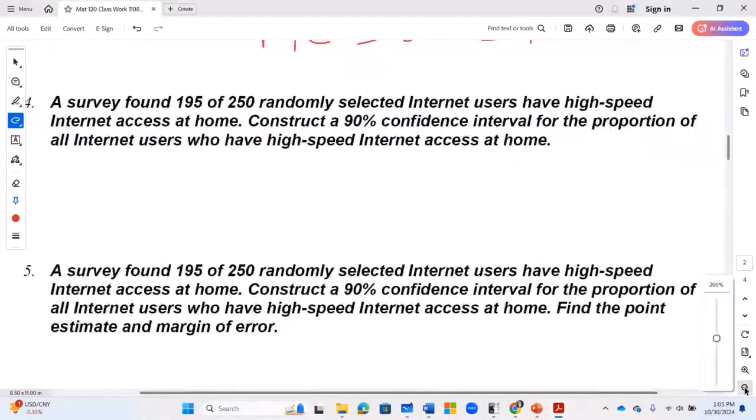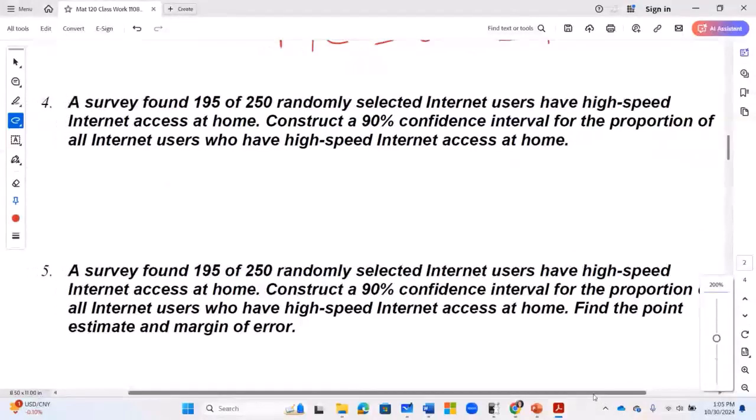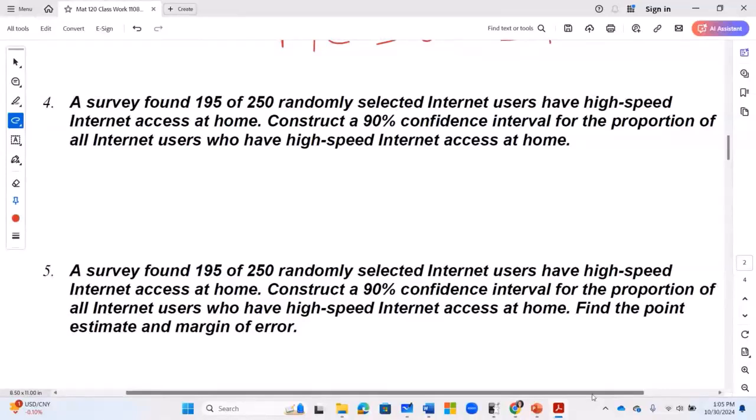All right, so a survey found that 195 out of 250 randomly selected internet users have high-speed internet access at home. Construct a 90% confidence interval for the proportion of all internet users who have high-speed internet at home. Okay, so you want to know what you're given.